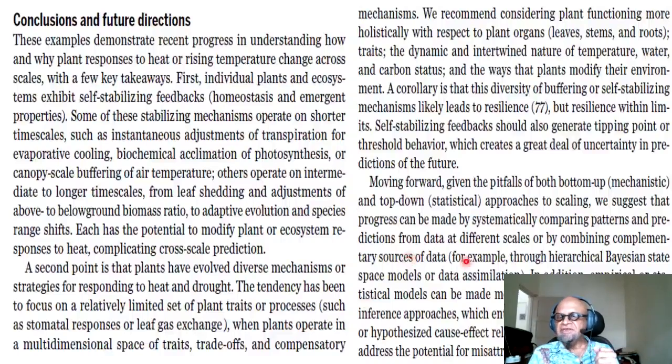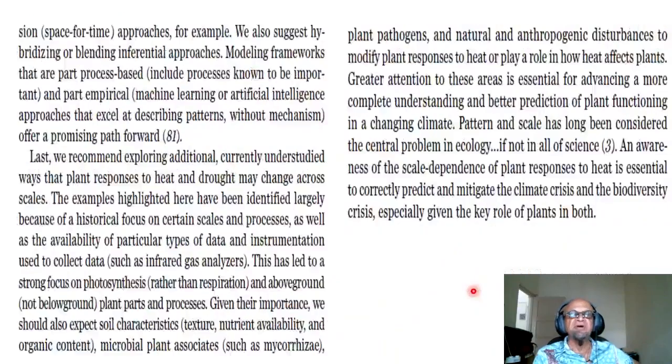And Bayesian state space models are a bit more complicated, but if you don't know, don't worry about it. In addition, empirical or statistical models can be made more mechanistic by adopting causal inference approaches, which entail explicit representation of known or hypothesized cause-effect relationships, and this should help address the potential for misattribution of causality in spatial regression or space-time approaches. For example, we also suggest hybridizing or blending inferential approaches.